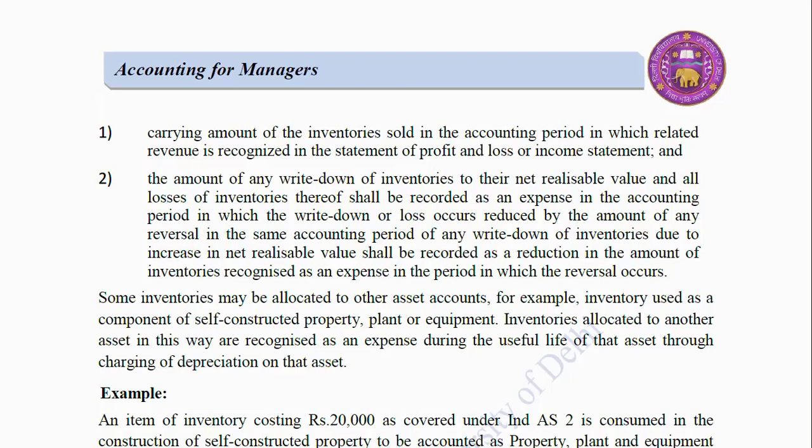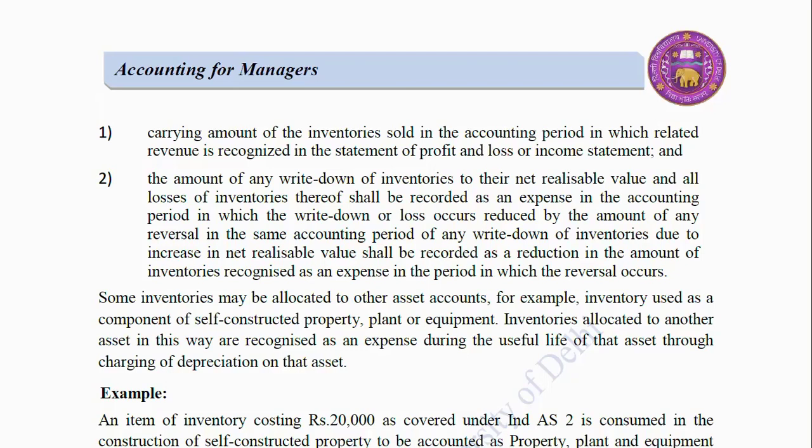the written down or the loss occurs, reduced by the amount of any reversal in the same accounting period of any written down of inventories due to increase in net realizable value shall be recorded as a reduction in the amount of inventories recognized as an expense in the period in which the reversal occurs.